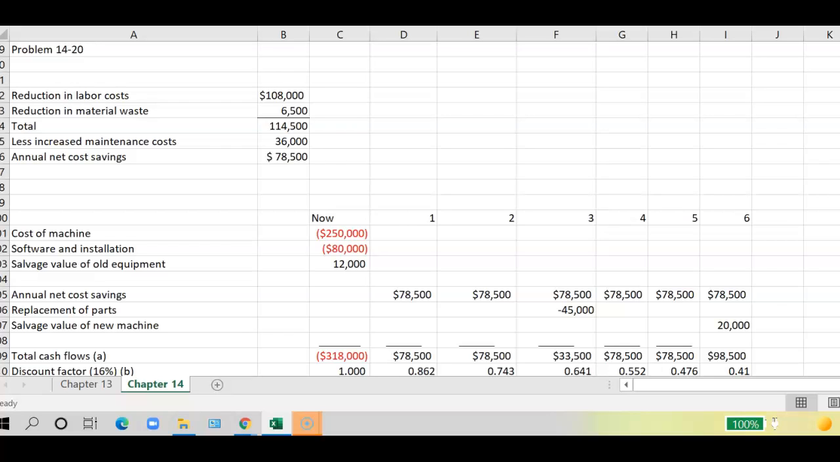In addition, the manufacturer admits it would cost $45,000 more at the end of 3 years to replace worn out parts. So let's separate the investment from the cash inflows over the course of all 6 years, and also note if there's a cash inflow or outflow in one particular year.